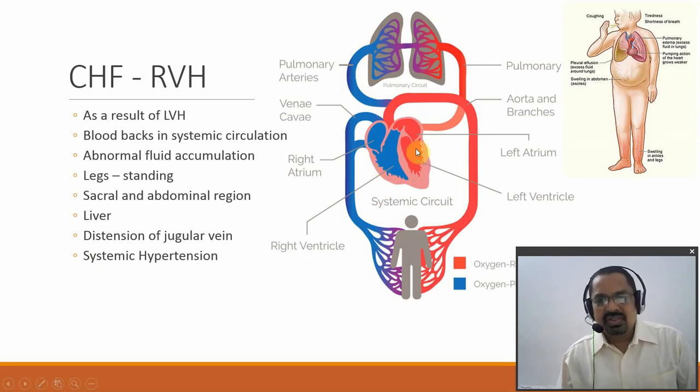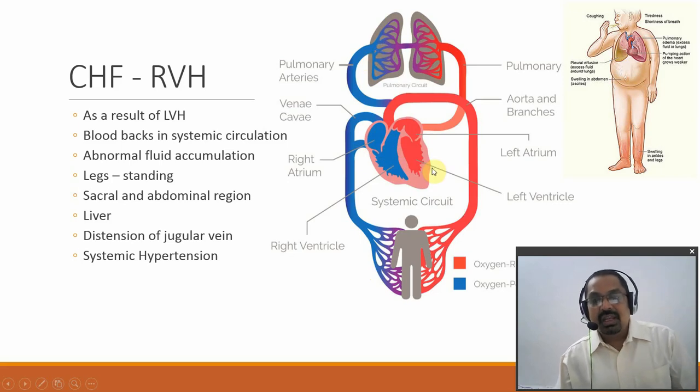Previously blood was not going to the systemic circulation. Now here the blood is not going to the pulmonary circulation. So due to that, what will happen? The blood will be retained in the systemic circulation. It will go back to the systemic circulation. And why does this happen? Why is the blood not going to the pulmonary circulation?